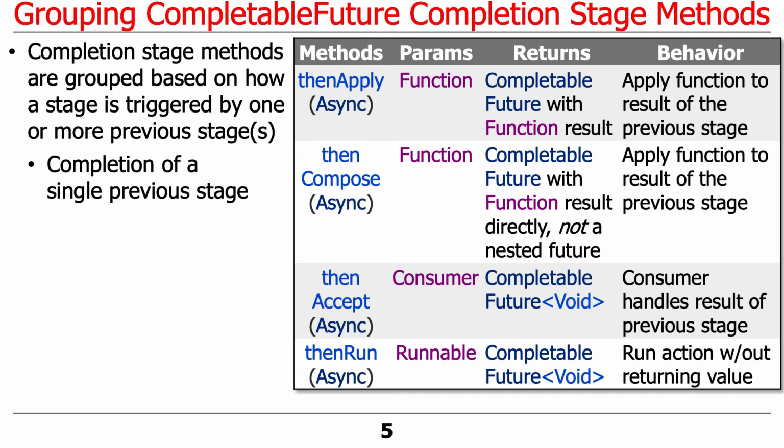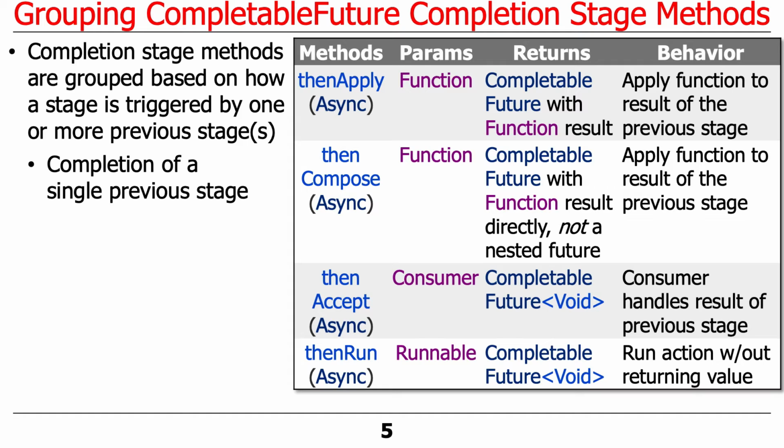So here are the completion stage methods that will complete or run after a single previous stage completes. And they're then apply, then compose, then accept, and then run. I'm not going to go through this chart in great detail right now. I'm going to go through these things shortly. But the key things to note is that they take parameters that are functional interfaces like function, consumer, or runnable. They return completable futures. Some things will give you completable futures that will give results. Others give you completable futures that do not give you results. And then they all have interesting behaviors that we'll talk about.